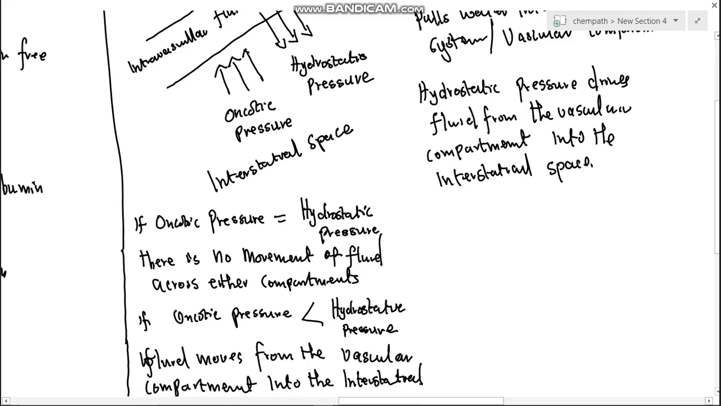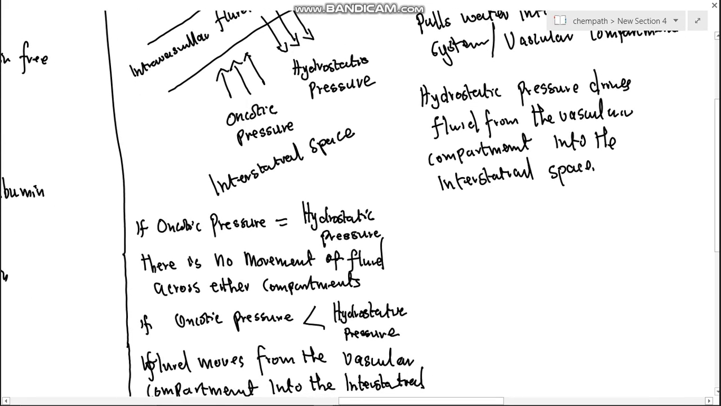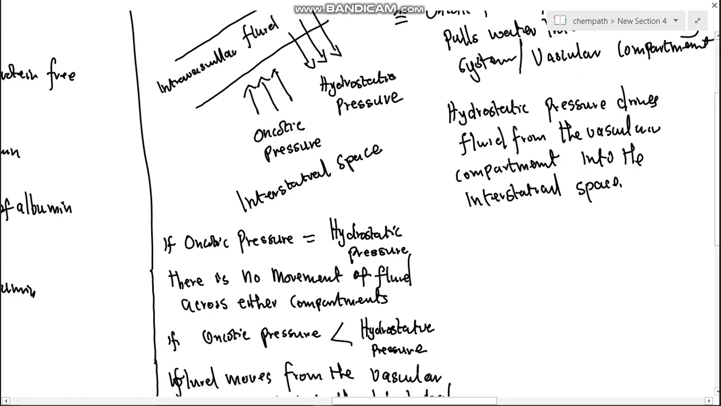So real quick, if oncotic pressure is greater than hydrostatic pressure, there is no movement of fluid across either compartment. But if oncotic pressure is less than hydrostatic pressure, fluid moves from the vascular compartment into the interstitial space.